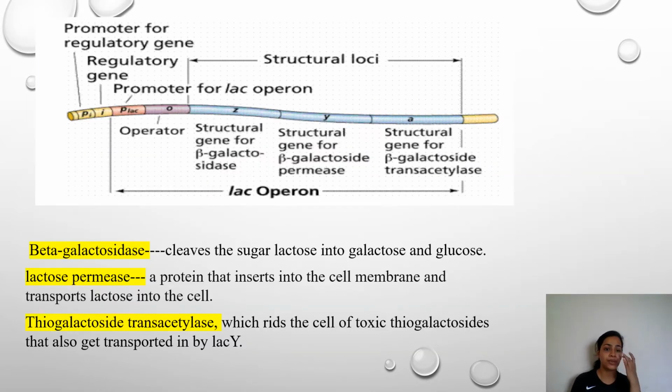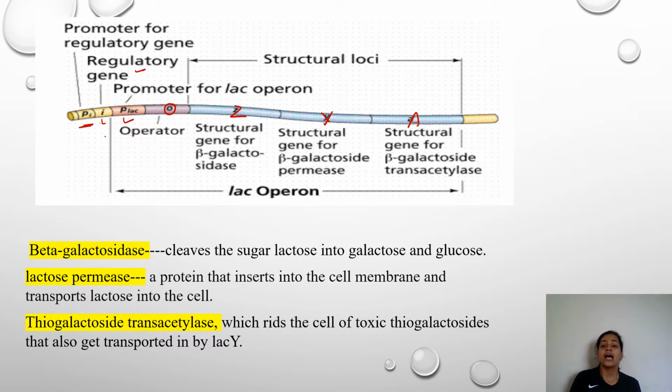We'll move further. In this figure the Lac Operon is also given. You can see here this is gene Z, this is Y, and this is A. This is the operator region, this is the promoter for these structural genes, this is the regulatory gene, and this is the promoter for the regulatory gene.